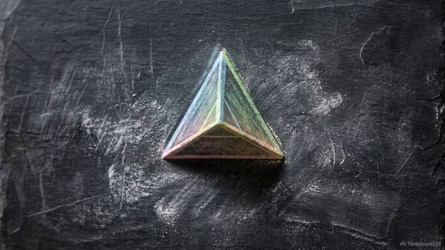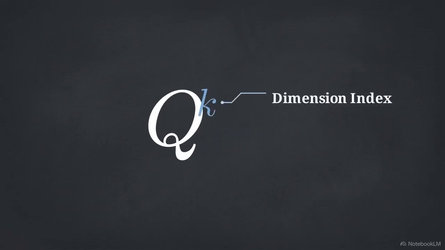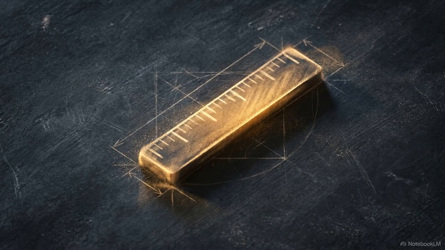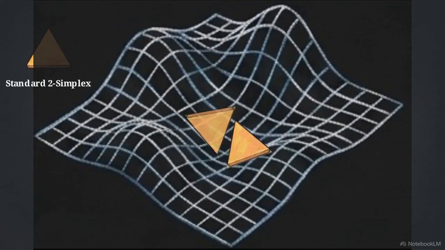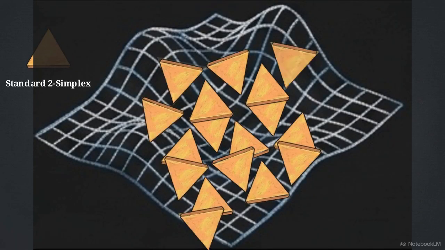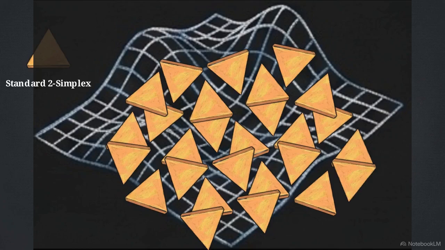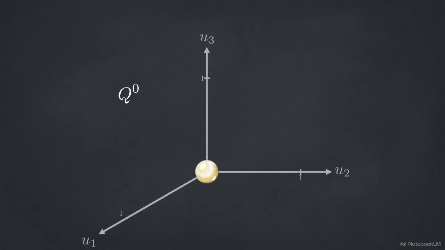To restore order, mathematicians created the concept of a simplex. A simplex is the simplest geometric shape possible for any given dimension. In mathematical notation, this idealized base shape is the standard K-simplex, denoted as QK, where K is the number of dimensions. QK acts as a universal geometric ruler. If we can master how integration works on this simple shape, we can eventually map that understanding onto more complex surfaces. Let's build these rulers.